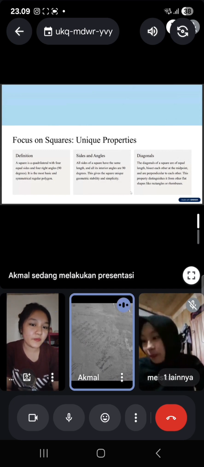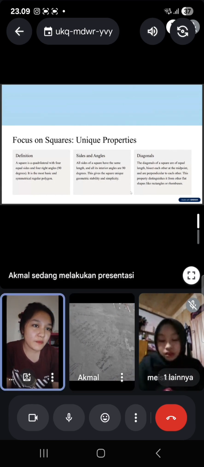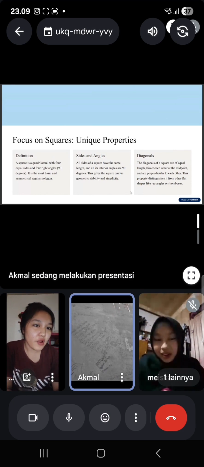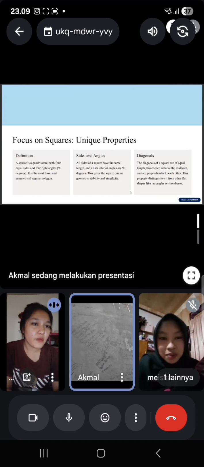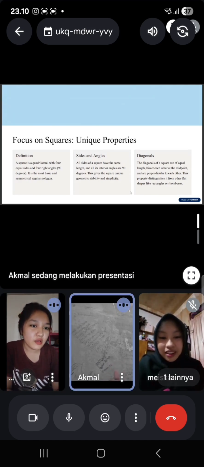Diagonals. The diagonals of a square are of equal length, bisect each other at the midpoint, and are perpendicular to each other. This property distinguishes it from other flat shapes like rectangles or rhombuses.